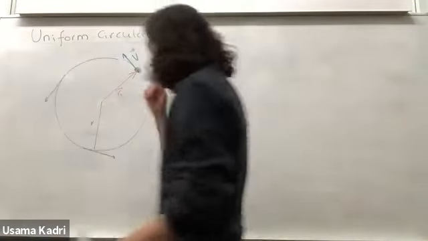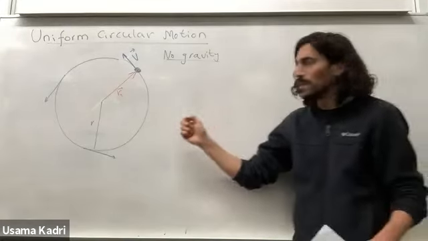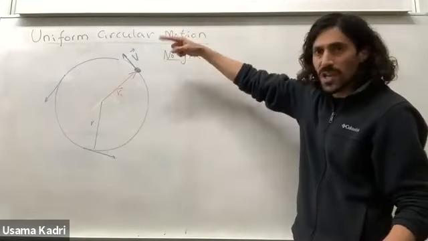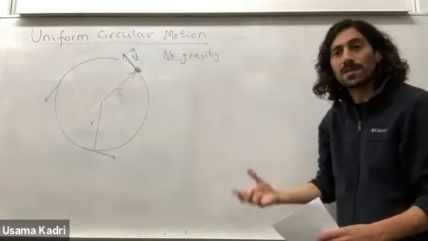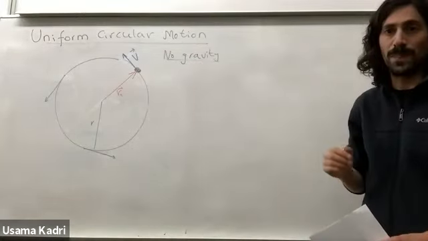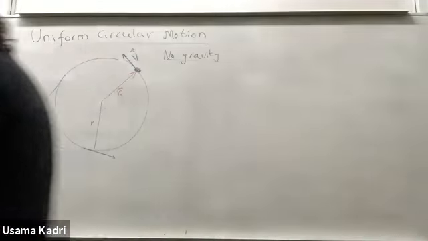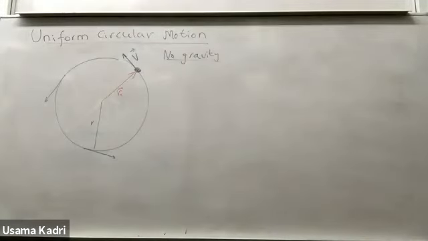Okay, so what do we conclude here? The first thing we should conclude is because the velocity is changing, right? The velocity vector is changing, there is some acceleration acting on this object. That is the first thing that we should conclude.